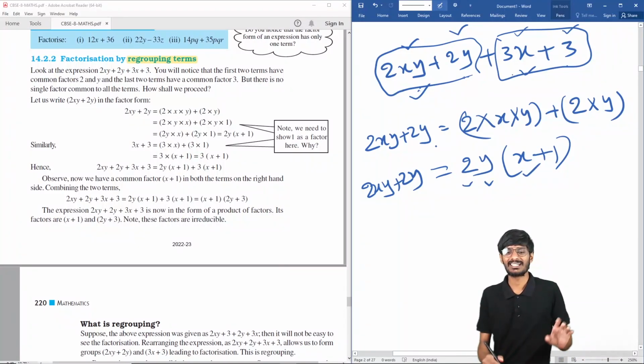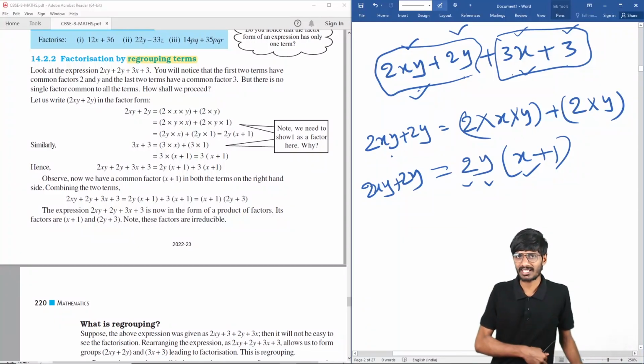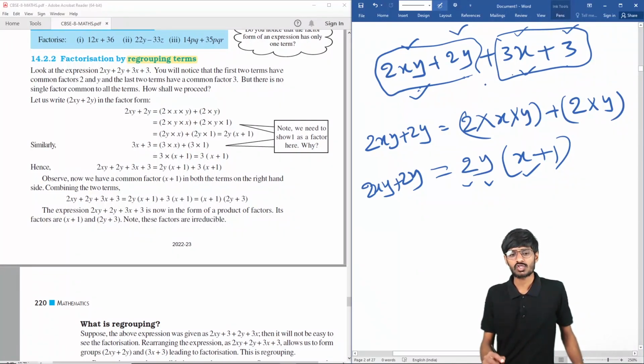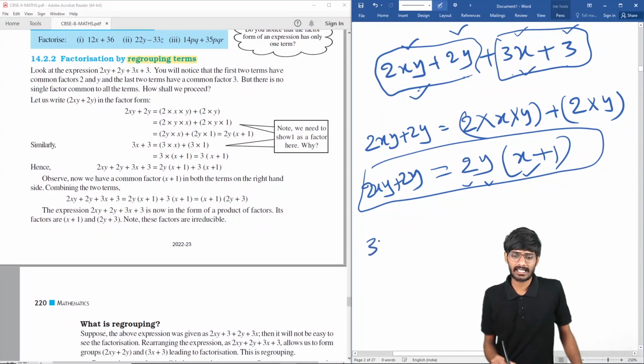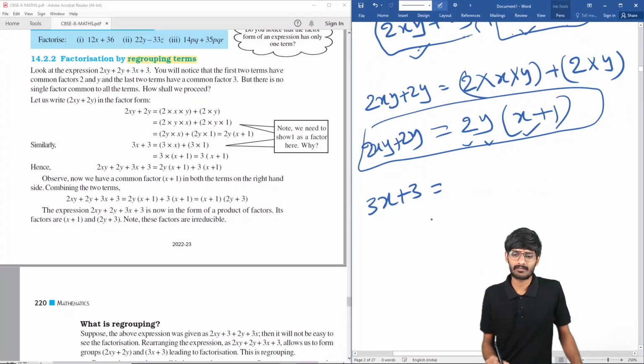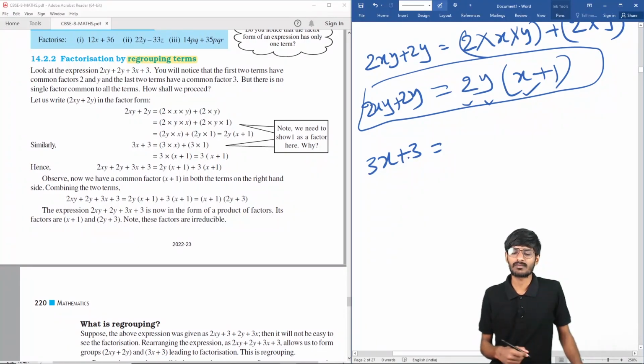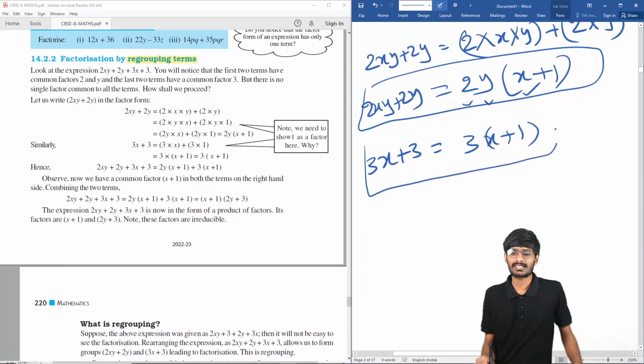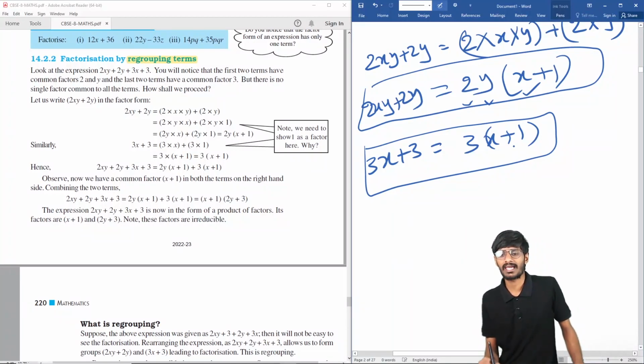Wait, students, but 2xy plus 2y is not our expression and it is not our task to find the factors for this. We have to find them for the whole expression. So we will do the same task for the next part also. We will just make note of it. Now we will take the next two terms, that is 3x plus 3. In both terms 3 is common and we take it out, and what remains is x and 1. So 3x plus 3 is 3 into x plus 1.